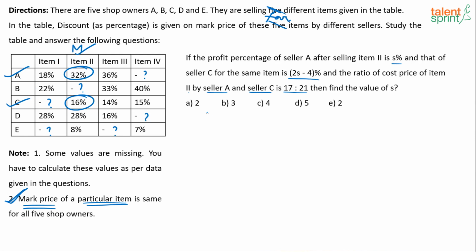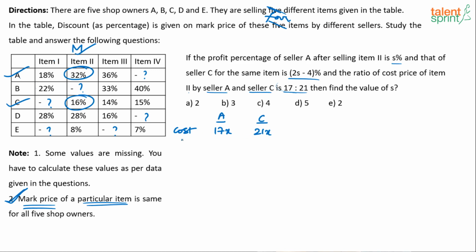So if you look at seller A and seller C, different values, right? Let's talk about the cost price. See, the ratio of cost price is 17:21. So I can say if the cost price for seller A is 17x, that for seller C is 21x. We are talking about item 2, right? Everything is with regards to item 2 here. Seller A and seller C. The cost price is 17x and 21x, right?